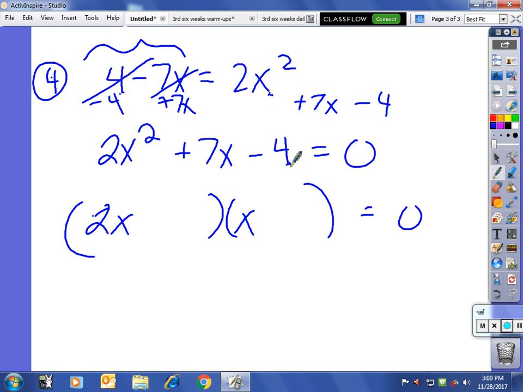This could either be 4 and 1 or 2 and 2. I think 4 and 1 is going to be the winner. This would give me 8x. This would give me 1x. I need a positive 8 and a negative 1. So here are my two factors. Remember, you keep on going because it's an equation. You want solutions.